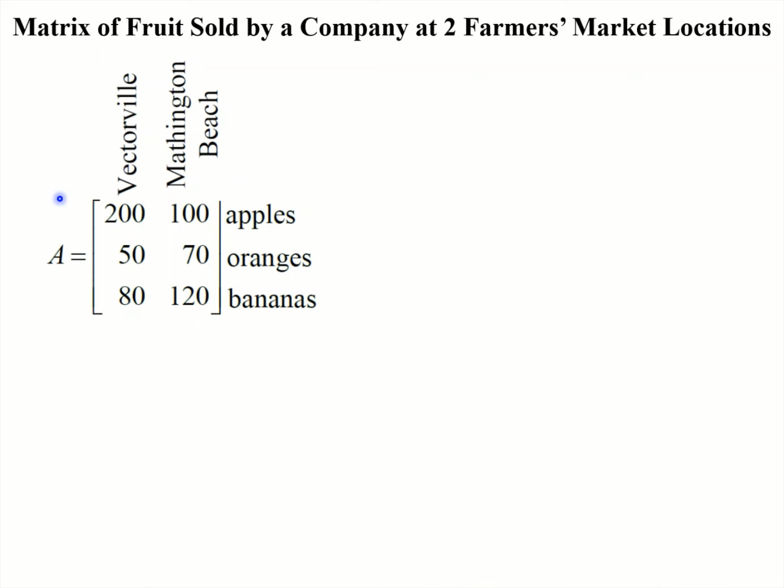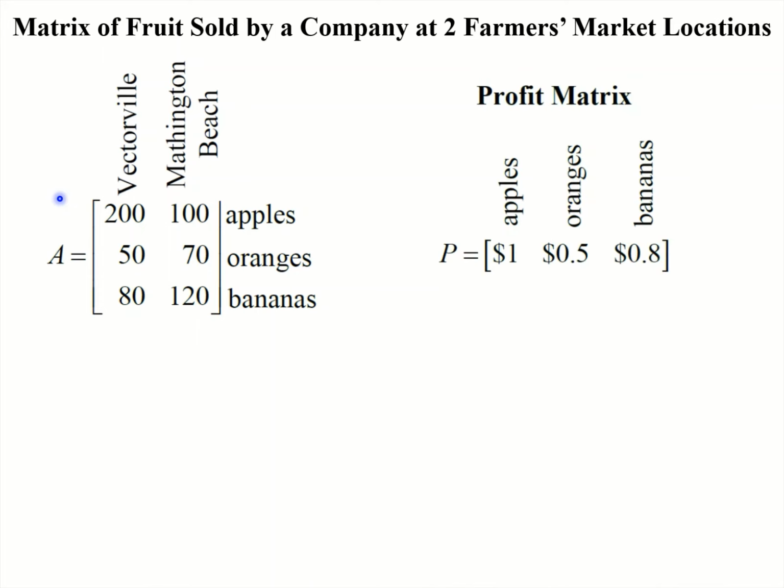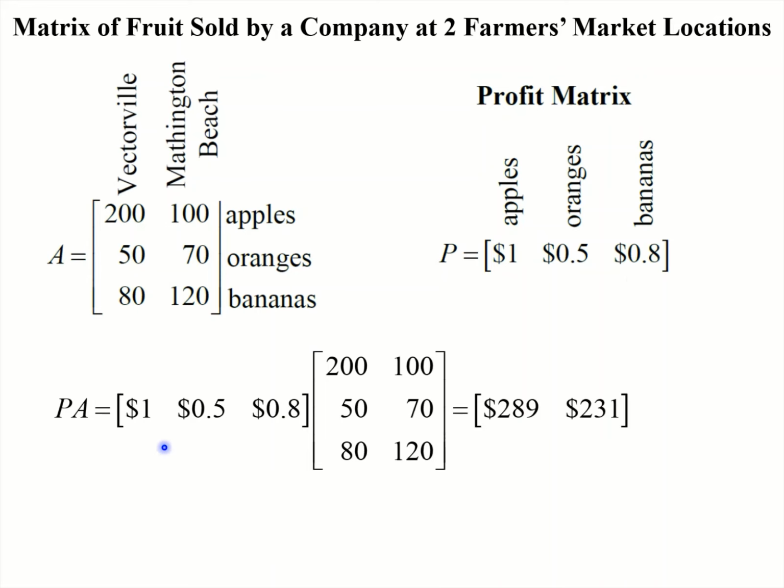The next thing we're going to bring up is a profit matrix. The profit matrix tells you the profit from each item. I'm just a math teacher, so I've made up these profits. But let's just say for every apple they sell, they get $1 profit. And then oranges give 50 cents per orange profit, and then bananas 80 cents. So we're going to illustrate matrix multiplication. We're going to go P times A, so matrix P times matrix A. You can do that because matrix P is 1 by 3 and matrix A is 3 by 2. Okay, so there's the multiplication.